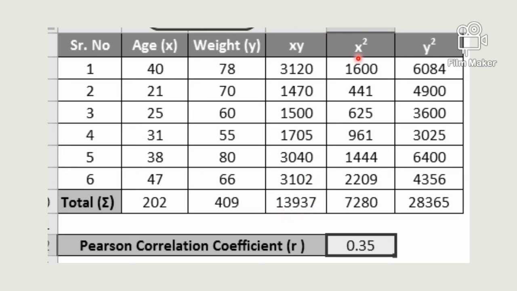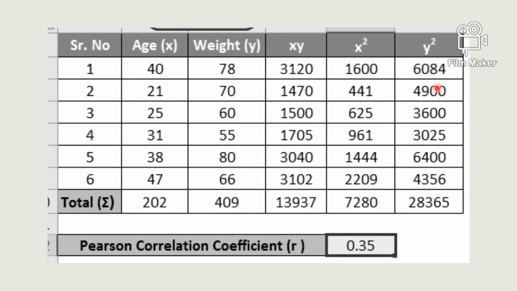Next, x squared. How do we get the x squared? 40 times 40 is 1,600. 21 times 21 is 441. 25 times 25 is 625. 31 times 31 is 961. 38 times 38 is 1,444. 47 times 47 is 2,209.